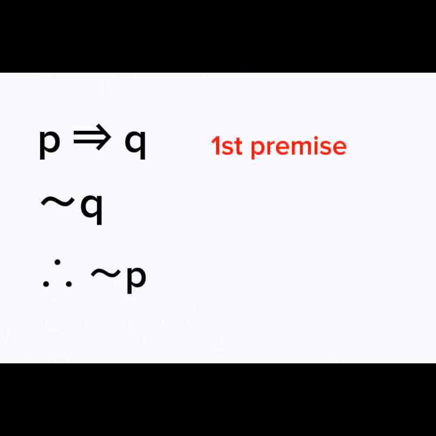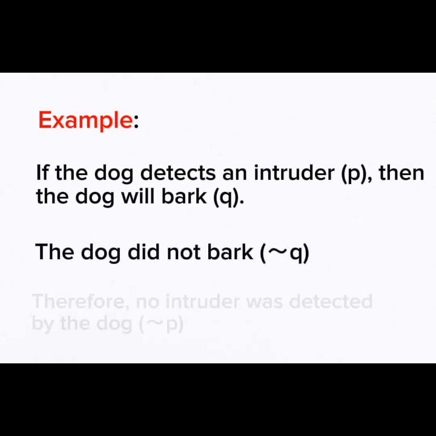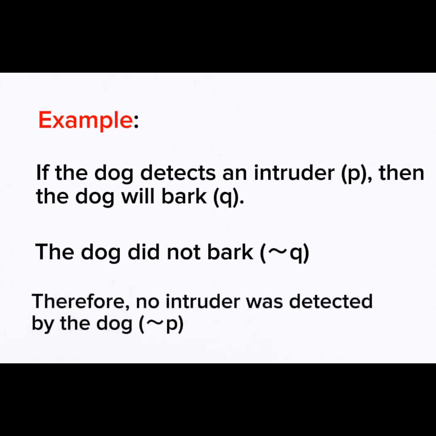The first premise is a conditional if-then claim such as P implies Q. The second premise is an assertion that Q, the consequent of the conditional claim, is not the case. From these two premises, it can be logically concluded that P, the antecedent of the conditional claim, is also not the case. For example, if the dog detects an intruder, the dog will bark. The dog did not bark, therefore no intruder was detected by the dog.